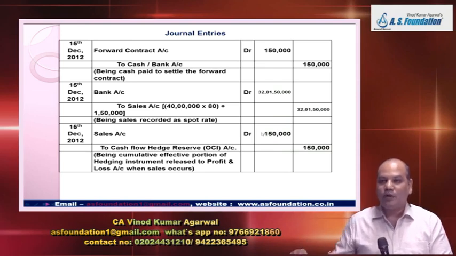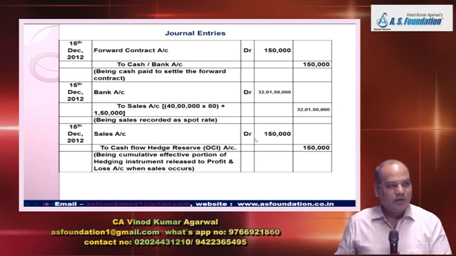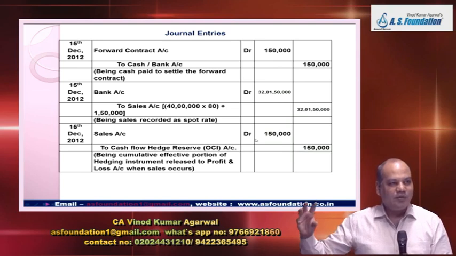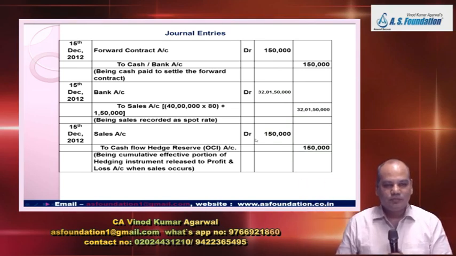What is the net effect of this entire thing? Your sales will appear at 32 crore rupees in the P&L account. That is actually exactly 32 crore as per forward contract. Okay. So this is the advantage of cash flow hedge accounting. It will prevent the volatility in P&L account.